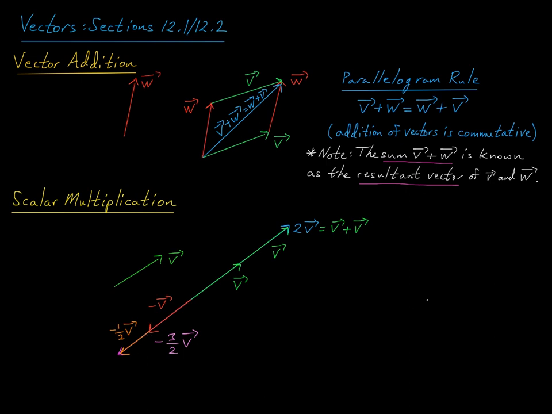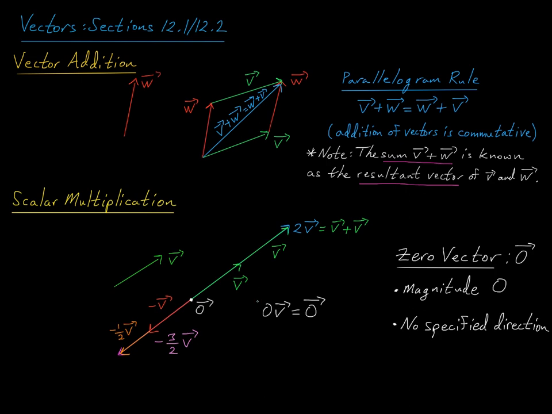Okay, so you can see minus 3/2 v, that's minus v there, and then I'm going to take another minus 1/2 of v. All right, now, what if I multiply a vector v by the zero scalar, so 0v? Well, this is going to give us what we call the zero vector, which you can think of as just a point. Now, I said at the very beginning of the video that vectors are quantities with both direction and magnitude. Well, there is one exception to that rule, and this is the zero vector. Now, the zero vector, by definition, has magnitude 0 and no specified direction.